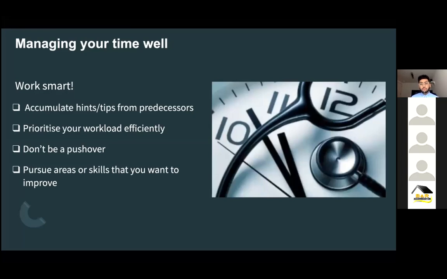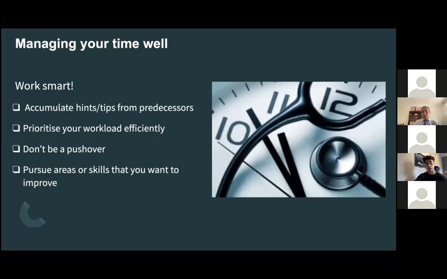And if you've got any concerns, always flag them up to your educational supervisor. I think that's quite important as well, to have an idea what that is. Otherwise, you'll be doing a lot of extra work that you don't need to, and that just puts more stress on yourself. And then finally, pursue areas or skills you want to improve. This is something that you'd always be going to say.